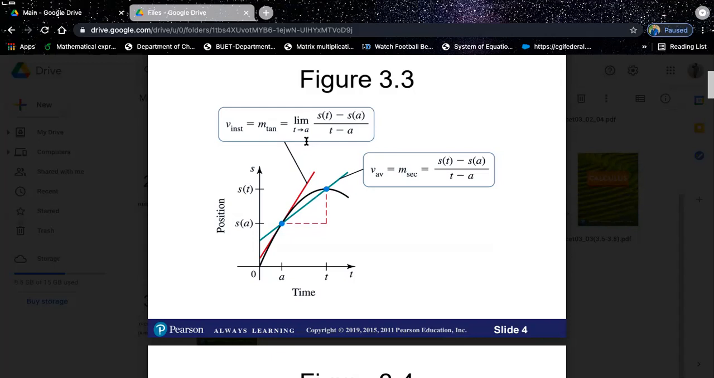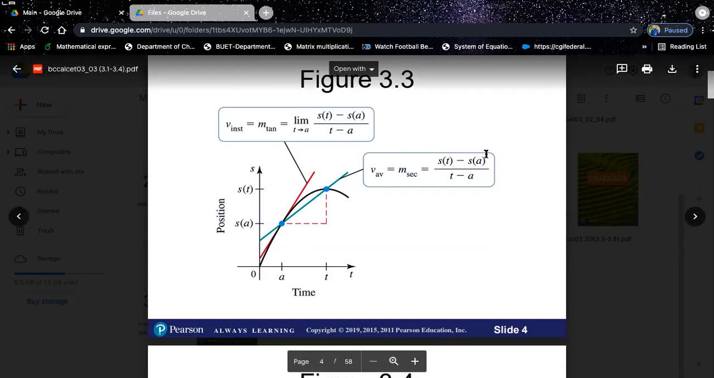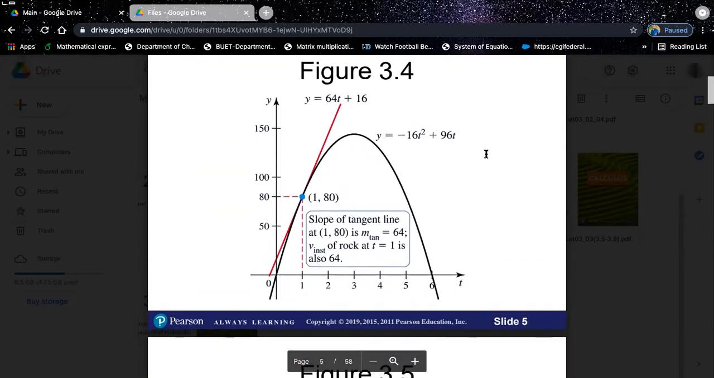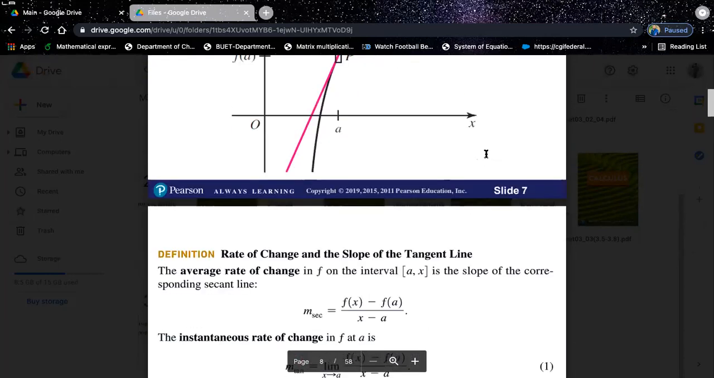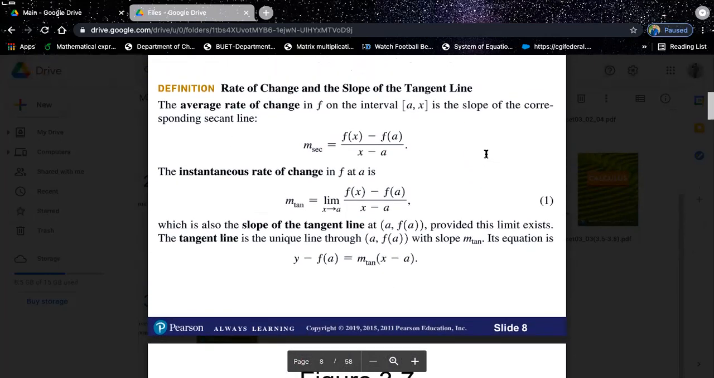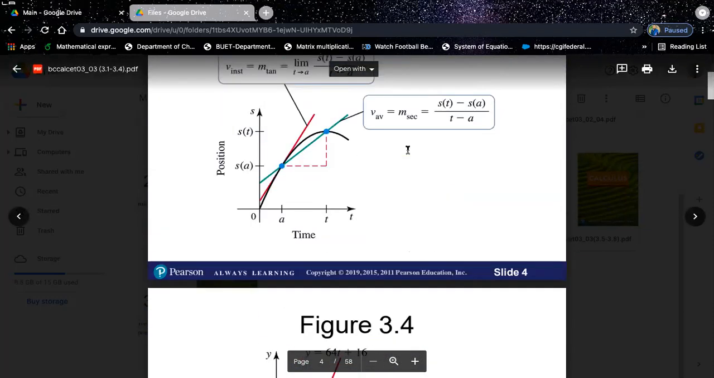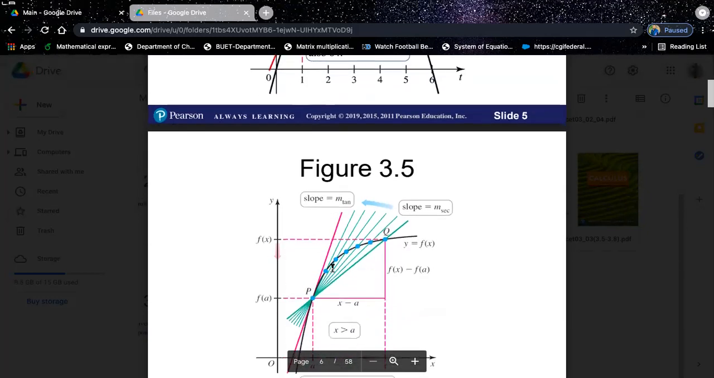Now, why do you need this even though we are trying to introduce derivatives? You will soon see. Okay, let's say we have an interval from a to x. It could be anything, as you know. We had from a to t here, right? We'll come back to these graphs, no worries.